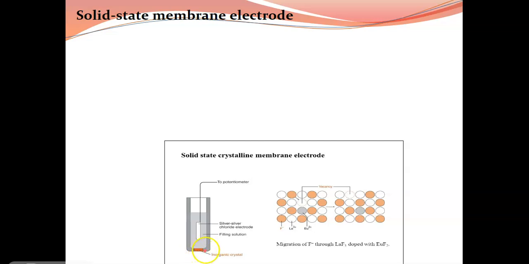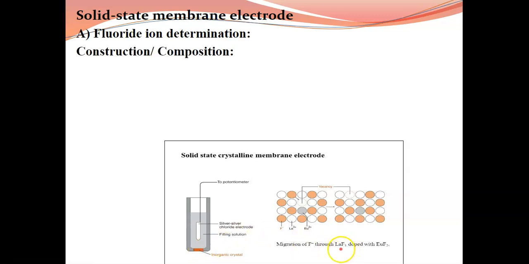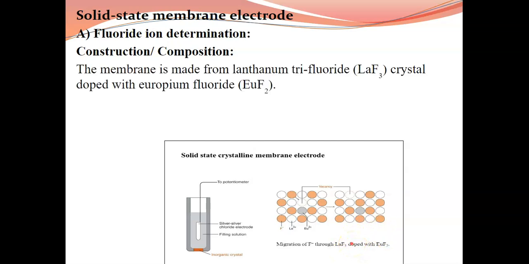Also here you can see in the membrane there is an inorganic crystal. So if it is a fluoride ion determination, then the crystal which we are going to use here would be of lanthanum fluoride, which is doped with europium fluoride. So you can see this is the crystal structure of lanthanum fluoride doped with europium fluoride. So here the ions you can see are europium ions and fluoride ions which can migrate easily. There are some vacancies in its lattice.